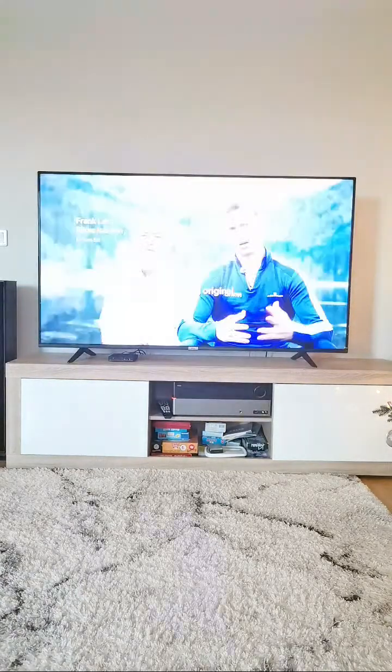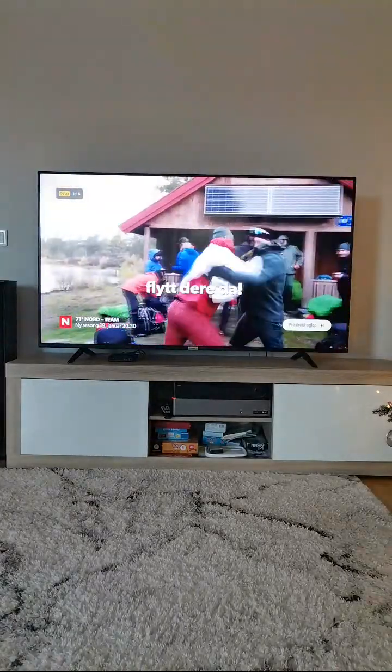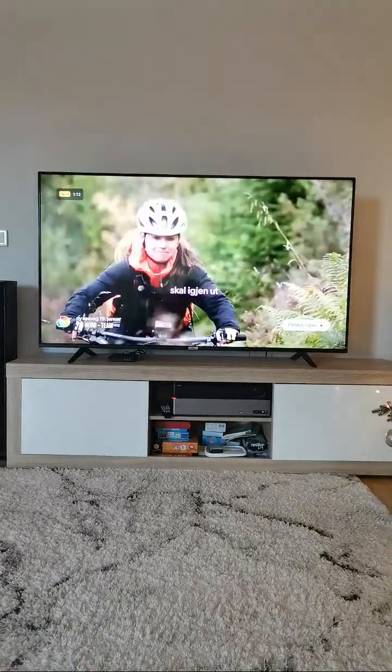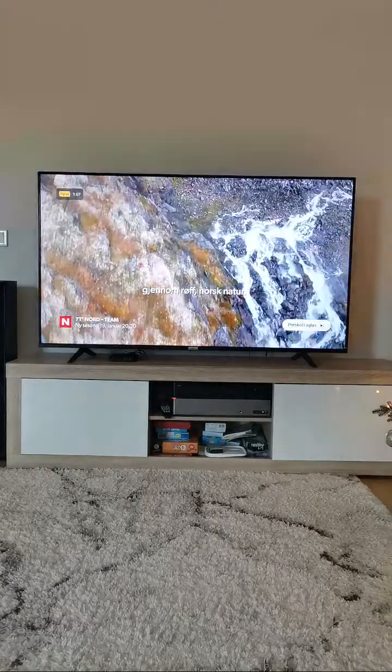Så er jeg original. Jeg gjør ting som på min måte. Noen treffer, noen gjør. Fire nye team skal igjen ut for å konkurrere mot hverandre i et intenst kappløp gjennom røff norsk natur.